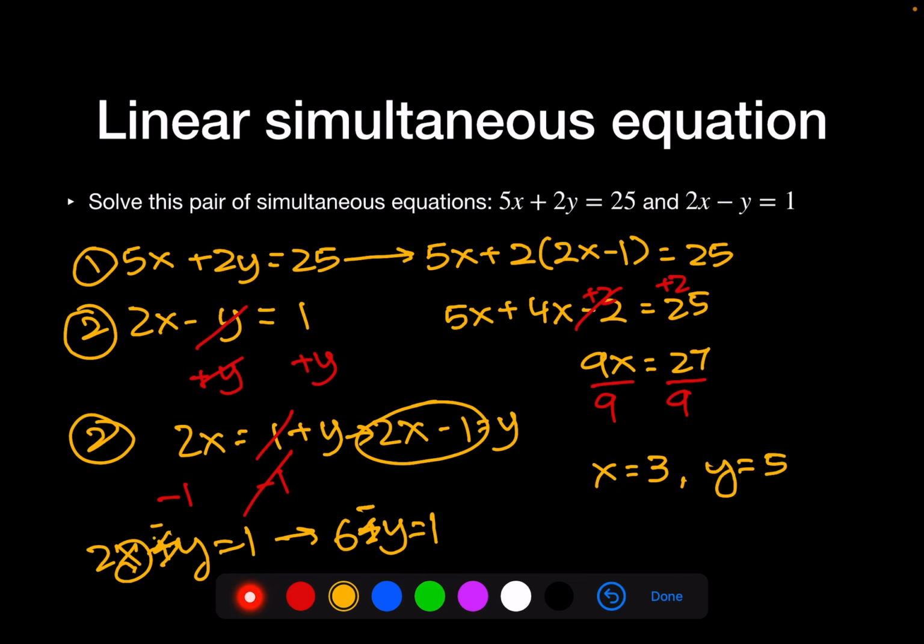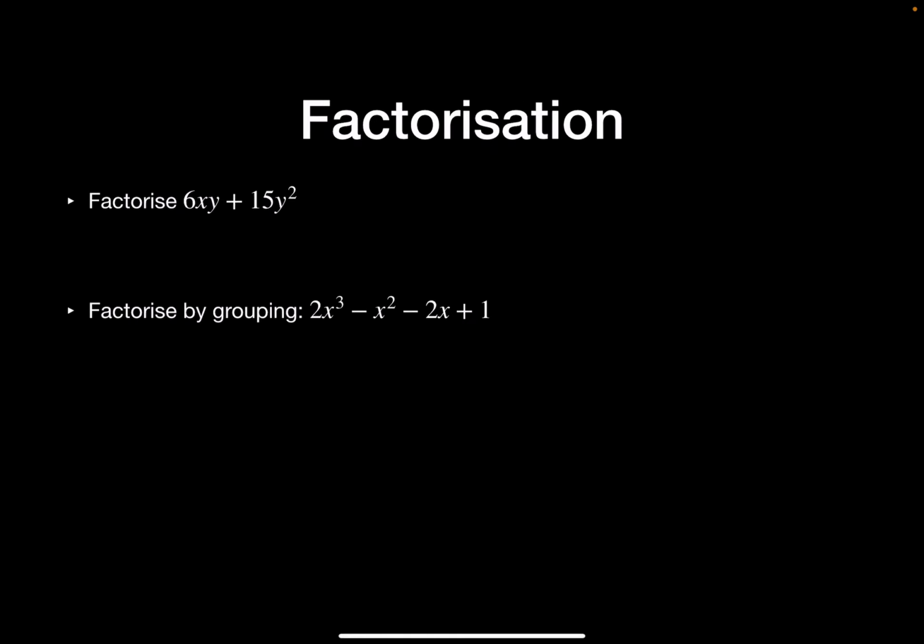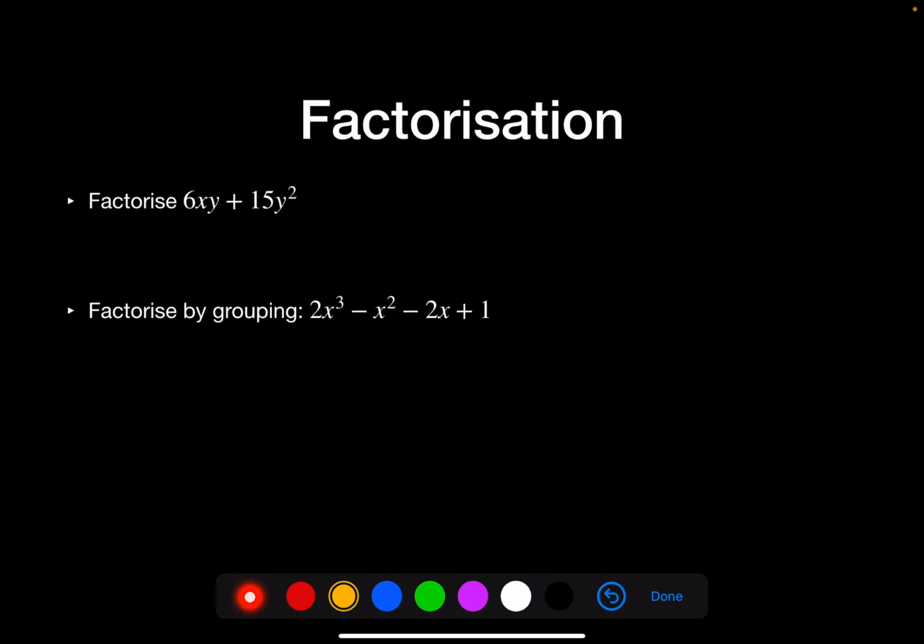Okay. So that is it for linear simultaneous equations. Next, let's take a look at factorization. So we want to factorize the first bit and then factorize the second one. Okay, so for the first one, this one's slightly simpler. All we have to do is find the highest common factor first.